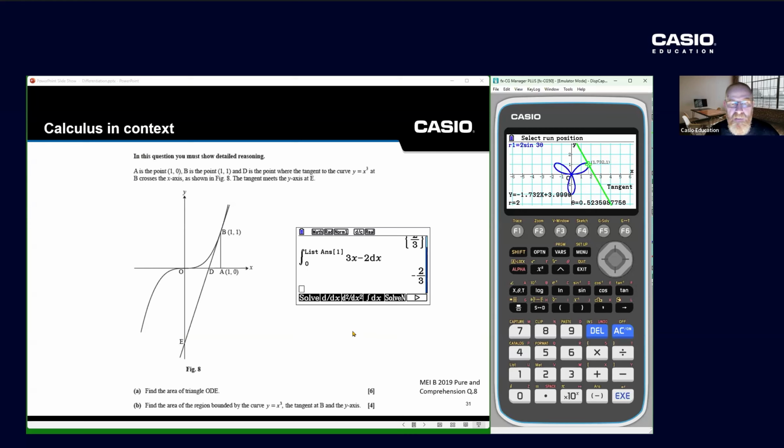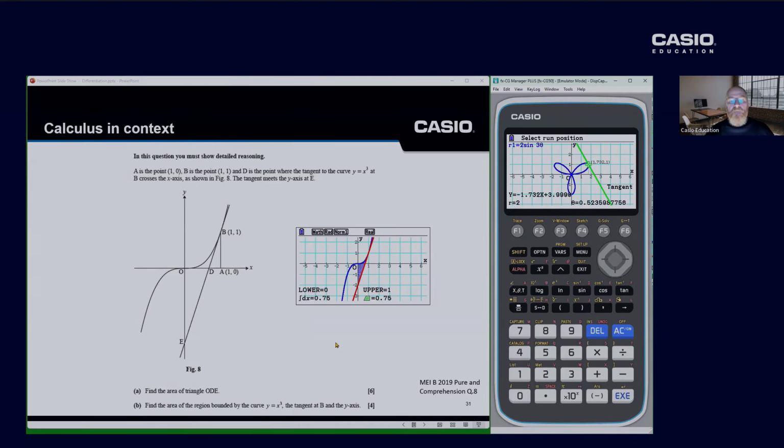Second part of this question is, what is the value between the function, x cubed, and the tangent between 0 and x equals 1? The way that you could approach that is doing it numerically. So upper function subtract lower function between 0 and 1 gives you the area, or approach it graphically. So you can't do either of those until you have got the equation of the tangent. So you can see quite useful within context.